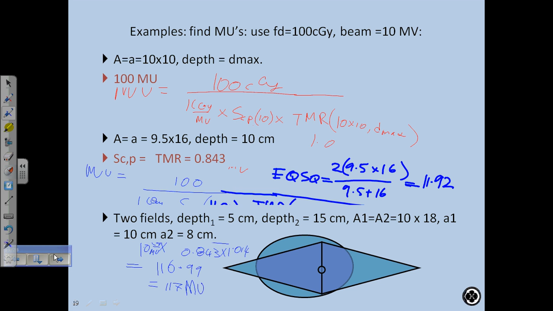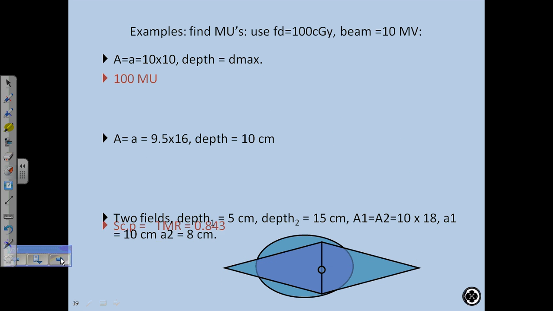Okay, wow, this is getting messy. Two fields. Here's the patient. We're going to treat the patient with lateral fields. The first depth is 5 cm, and the other depth is 15. A1 equals A2, so the field size of field 1 and field 2 are the same, but we've got a little A1 and a little A2 here. What does that mean? MLC, right? Separate blocks. We have blocks now. Okay, so how do we do this one?